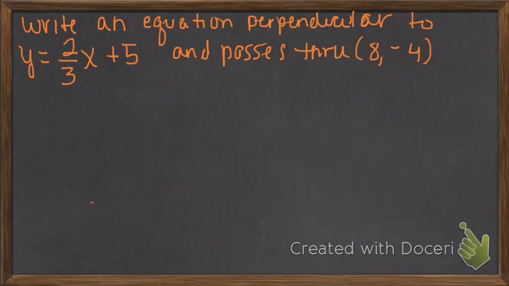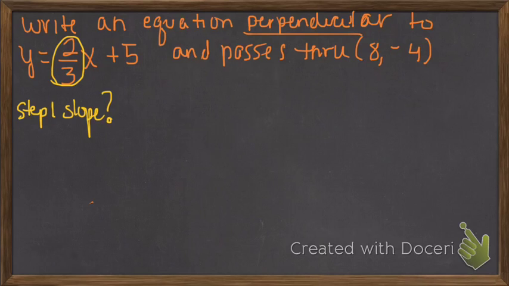Okay, this time we're looking for a perpendicular line. So again, step 1 was to determine the slope, the usable slope. So here's the slope of this line, but now I want perpendicular. So we flip it. We're going to use 3/2 and change the sign.